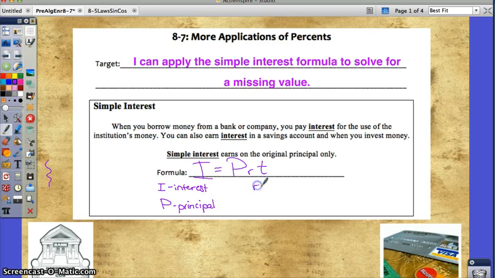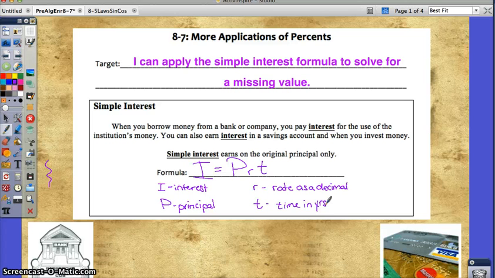The R is your rate. The rate is always the percent, but make sure that you put it in as a decimal. So make sure that you use the decimal form for an equation. And then the last thing is T, and the T is time, and make sure that time is in years. So if it's not given to you in years, you might have to convert it to years, and we will talk about that. So make sure you copy down your interest formula as well as what the four variables stand for. You want to have all of those written down.